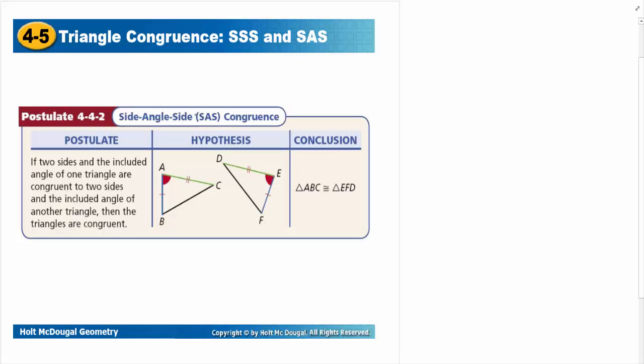Again, side, angle, side does not mean that you just have two random angles and a side congruent. The angle has to be in between, or included between, the two sides. It's not angle, side, side, or side, side, angle. It's side, angle, side. Again, the order that they list it matters. So here, this would be side, angle, side, so I can say the triangles are congruent.